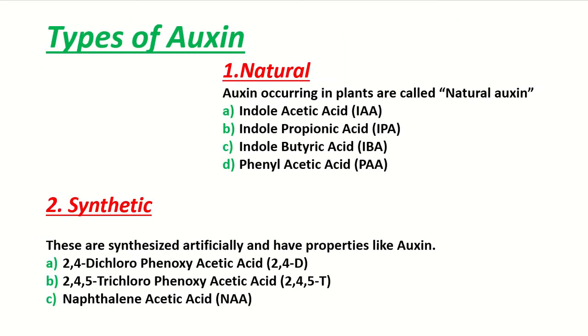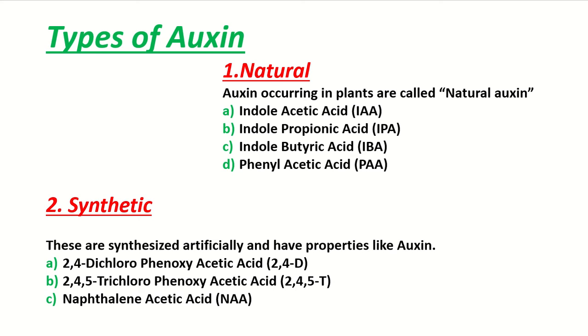Types of auxin. The auxins are of two types, that is natural auxin and synthetic auxin. The auxin occurring in plants in a natural way is said to be natural auxin. There are four types of natural auxin. They are indole acetic acid, that means IAA, indole propionic acid, that means IPA, indole butyric acid, that is IBA, and phenyl acetic acid, that is PAA.